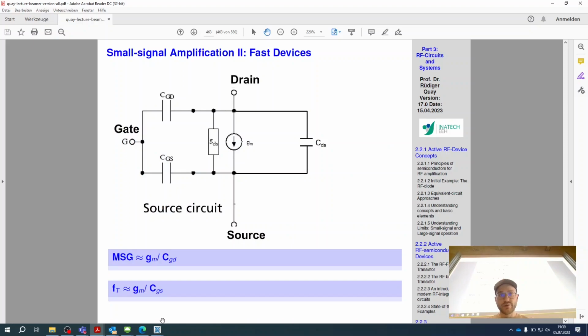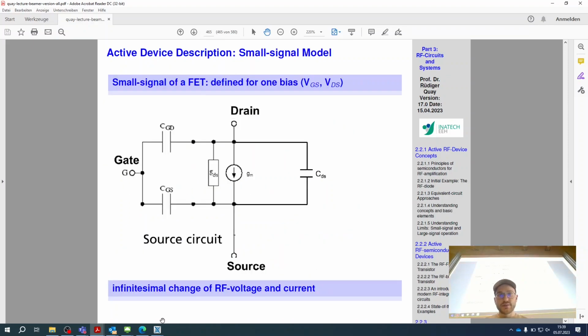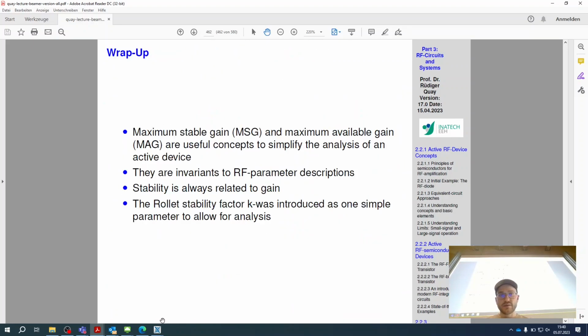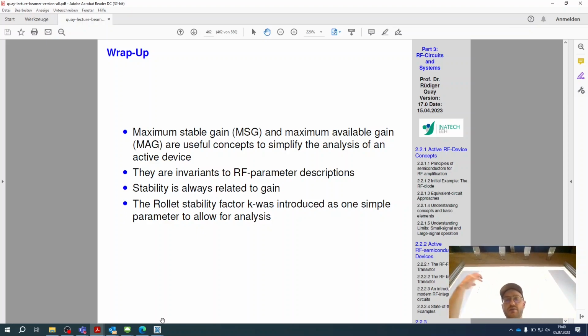A simple example, the role factor. A short wrap up. The analysis of an active device. So you use MSG and MAG. Once you're trying to define a power amplifier, whether it is pre-matched or unmatched, whether you're using a power bar from a certain technology that you have access to, you use the MSG, the MAG, the K factor to define the basic properties of that.